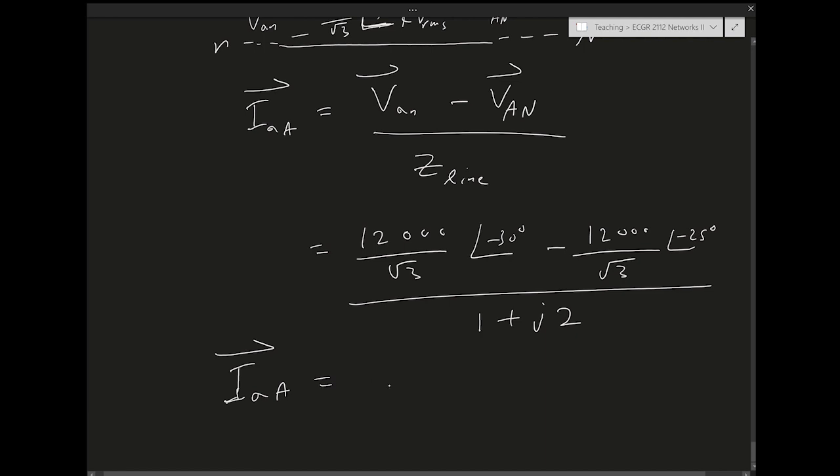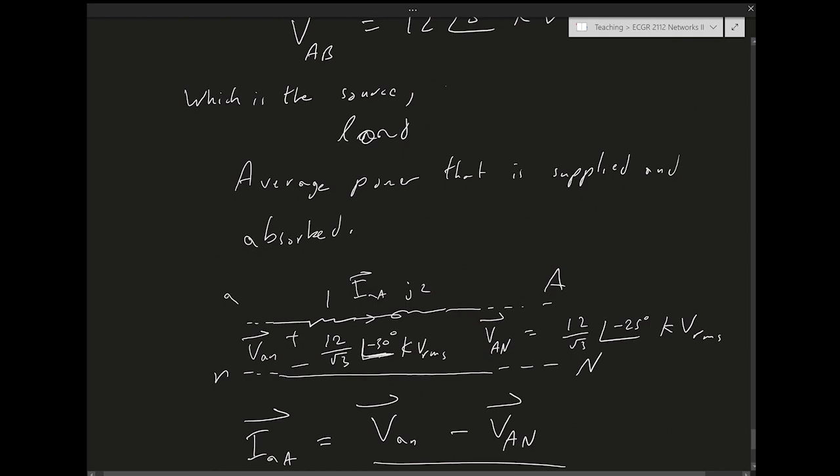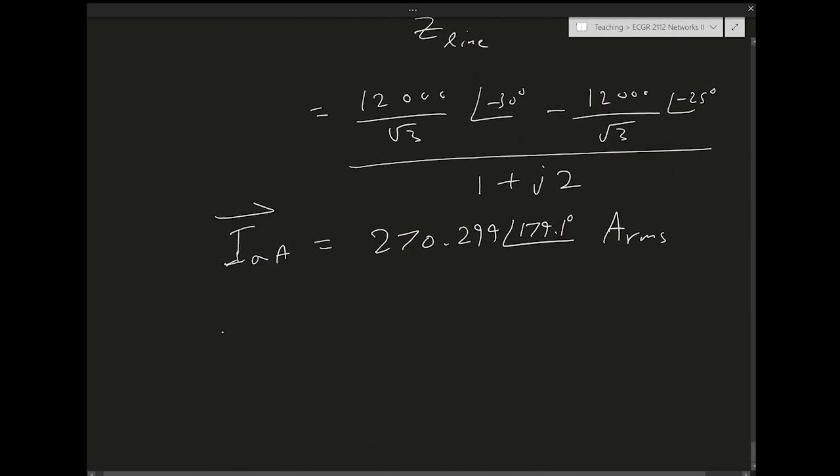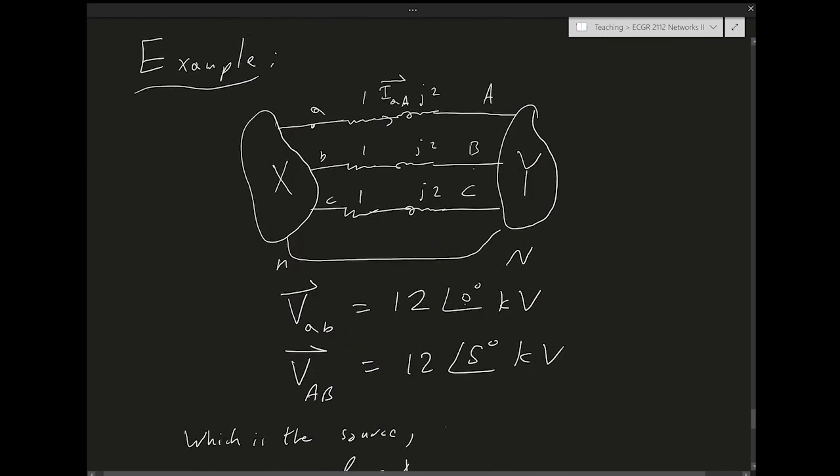IAA turns out to be 270.299, 179.1 degrees ARMS. Okay. Now we are in a position to calculate the power. What is PY? The power, average power dissipated in system Y. So let's go back. Now we want to go back to the three-phase perspective.